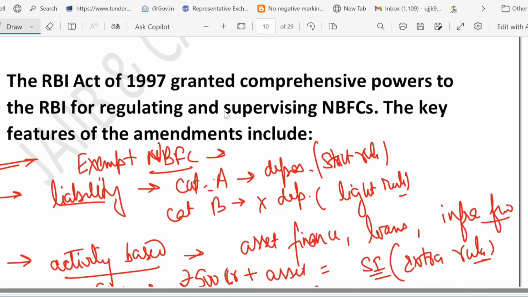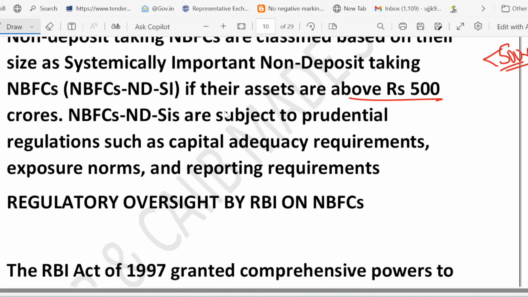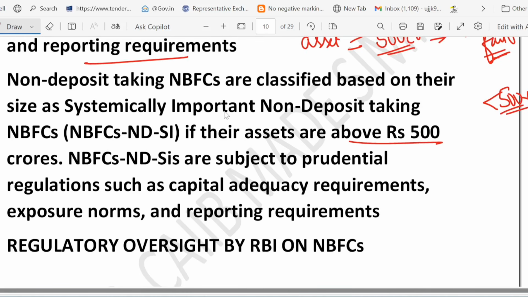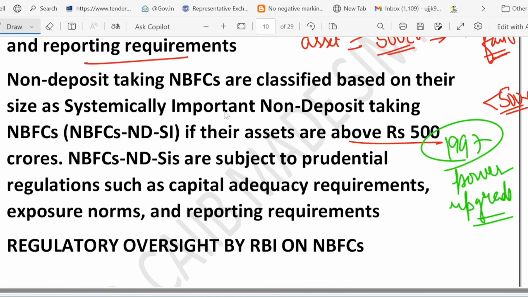Now friends, we were talking about NBFC, NDSI, and now we will talk about the regulatory oversight by RBI on NBFCs. You can think of RBI as a strict teacher of the financial world and NBFCs as the students. After some NBFCs misbehaved in 1990, RBI got a power upgrade in 1997. Let's see how RBI plays referee to ensure NBFCs don't gamble with people's hard earned money.